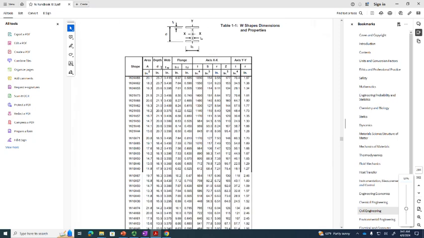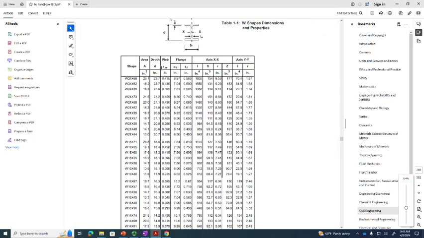what do we have? Okay, so the first thing they give us is some basic properties of some W shapes. So they give us a selection of W shapes and give us the area, the depth, flange, all this stuff. They don't give us everything because you don't need everything for the FE exam, but they give you enough that you can do the calculations necessary for the exam. What else do they give you?